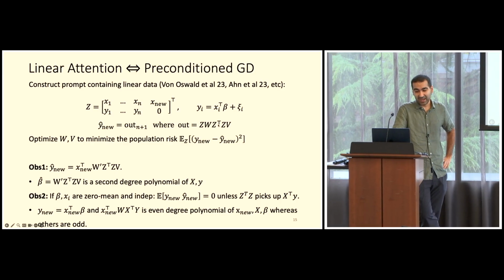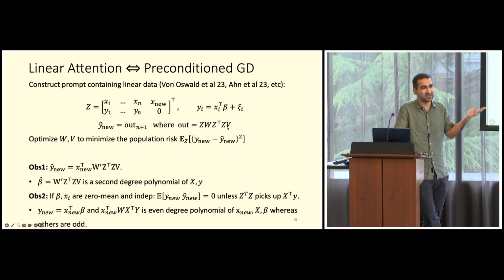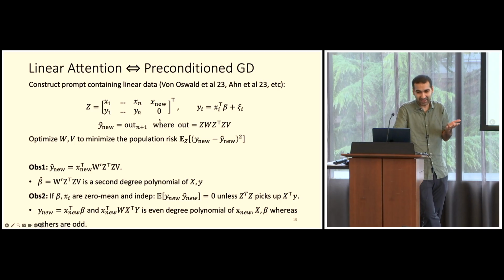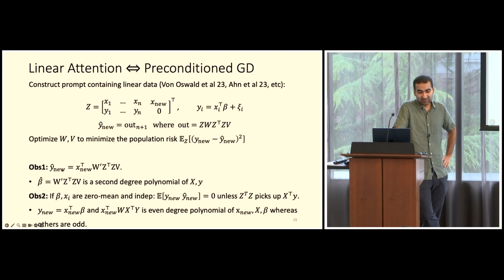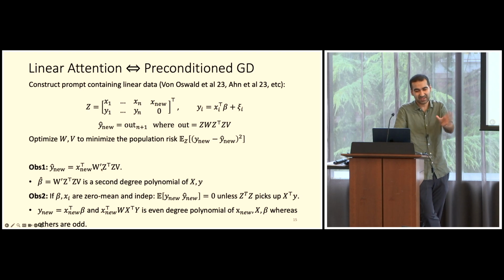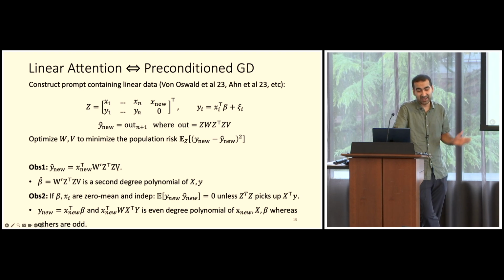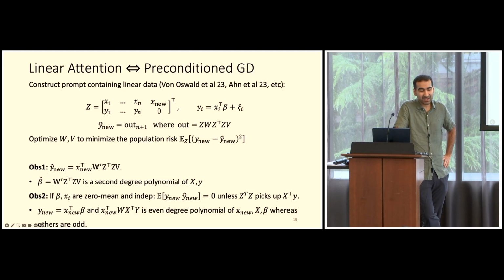So we know that the output is basically this ZW Z transpose ZV. It is essentially a third order polynomial of Z, right? And the first observation here, as we are reading the final entry of the output, which is the model output at the n+1 coordinate, is that y hat new, the prediction, is already in the form of x new transpose times some modified W Z transpose ZV. So the prediction already has this x new transpose in it, right? And the remaining question is what's happening to Z transpose Z?